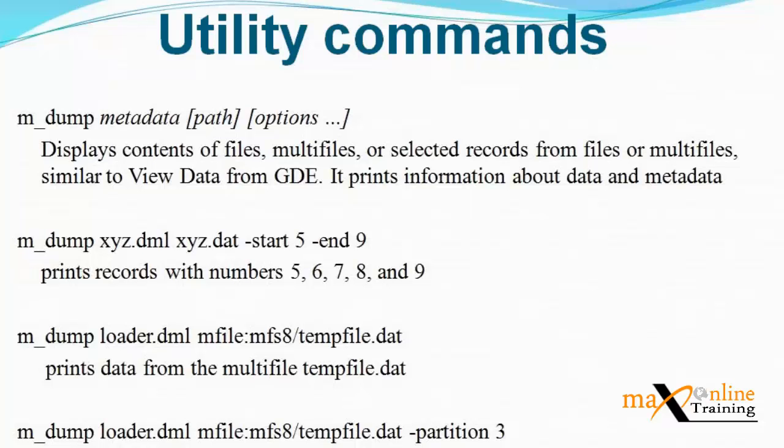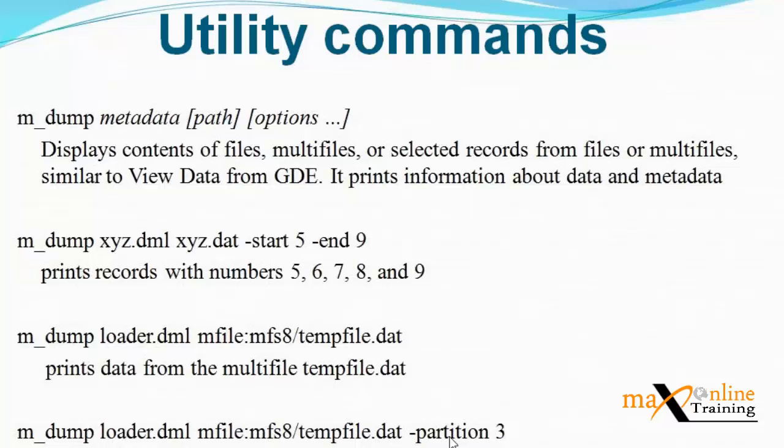The second example is the normal usage. The output will be like what you see in the formatted text output. Record 1, then field name, value name, field name, value name. And then the next line, record 2, field name, value name. Okay. The other option for m_dump is -partition.